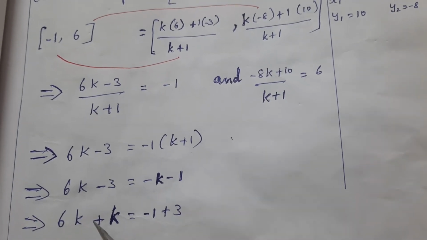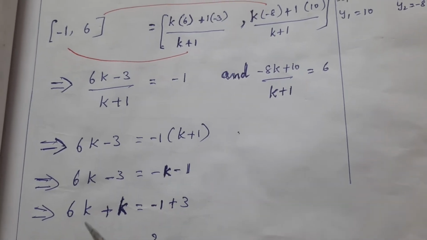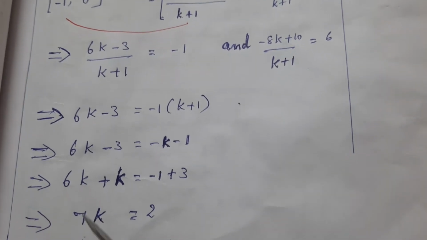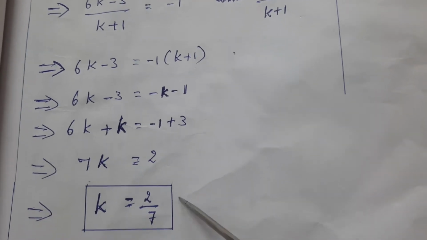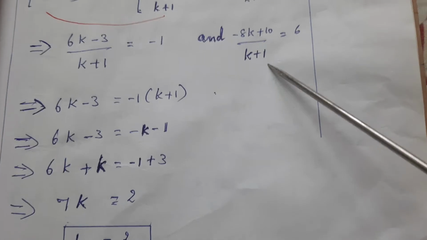I am bringing k to the left hand side and the constant to the right hand side. So I get 6k plus k is equal to -1 plus 3. So 6k plus k is 7k, that is equal to 2. k is equal to 2 by 7. Now substitute this value of k in the other equation.